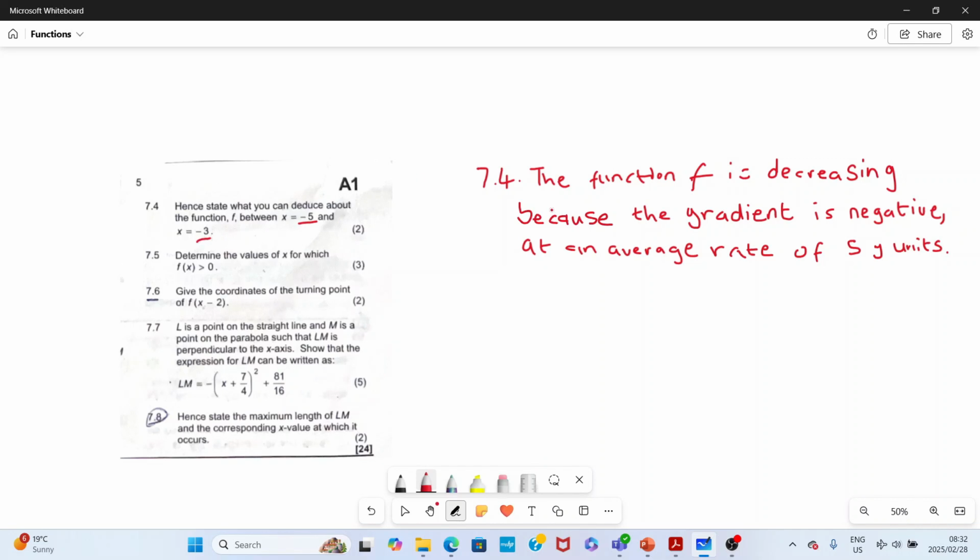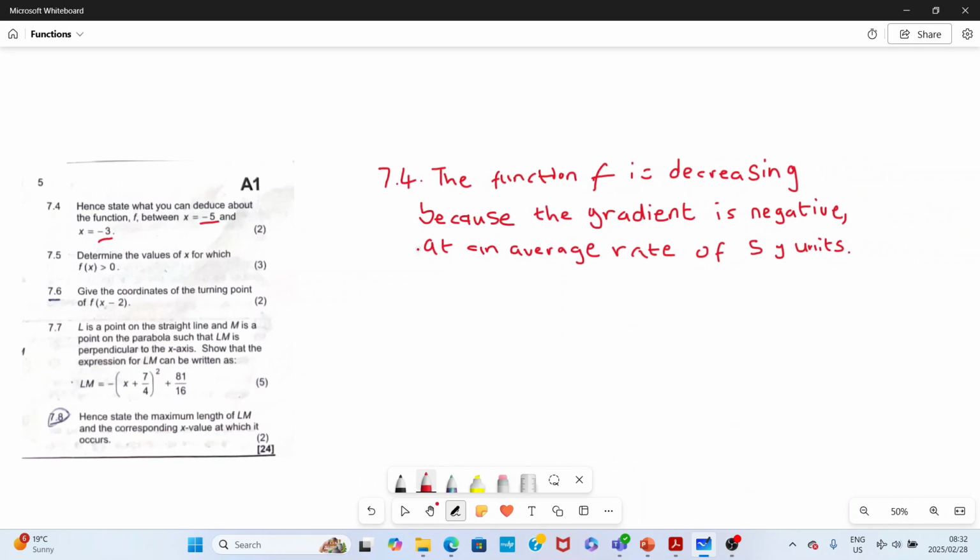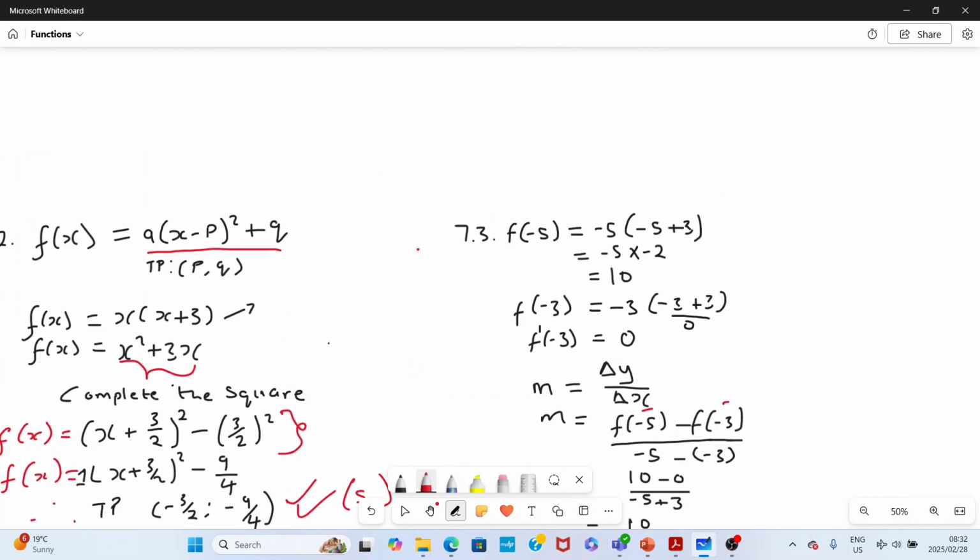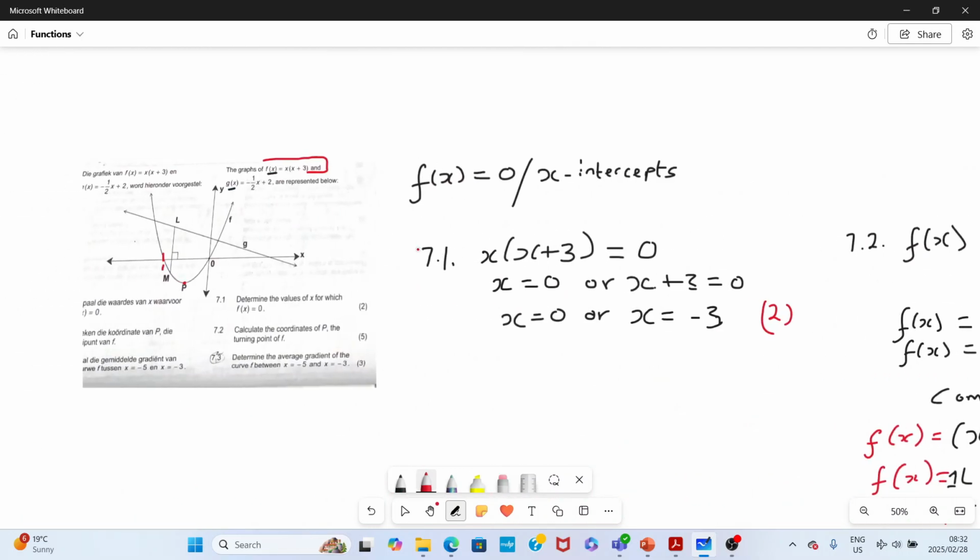So it was a follow-up basically from the previous question 7.3. Let's move on to the next question. 7.5, determine the values of x for which f of x is greater than 0. If we go back to look at the function of x, we found this value here, which was -3, and this value here is 0. So between those two x-intercepts, right?